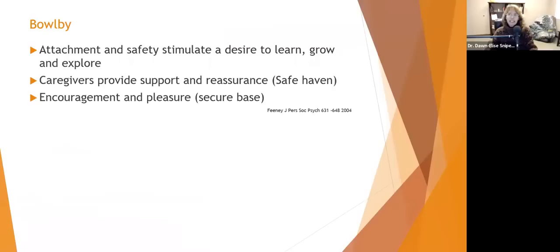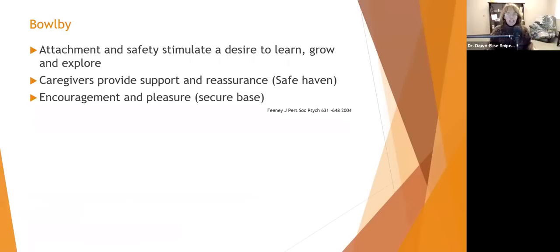Attachment and safety stimulate the desire to learn, grow, and explore. Caregivers provide support and reassurance, or the so-called safe haven, and encouragement and pleasure, that secure base that they go back to. And maybe Tommy went out and tried to jump off the swing, because we all tried to do that when we were little, and fell down and hurt himself. And mom goes over and takes care of it, and everything's fine, and then she tickles his belly to make him laugh, to help him get into a different mental space.